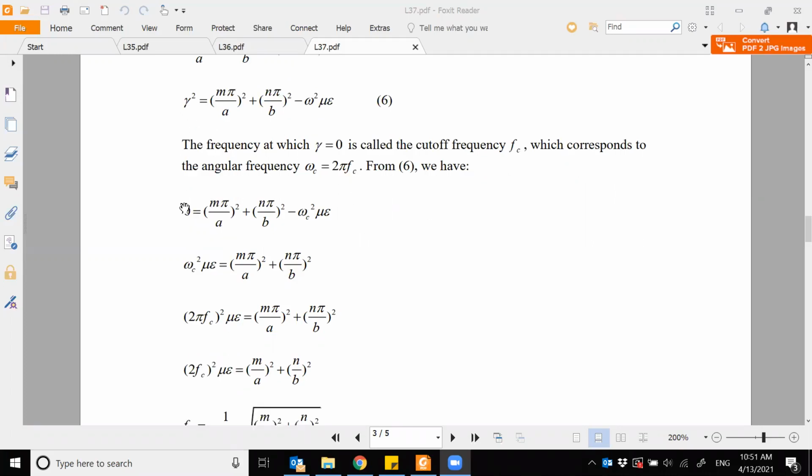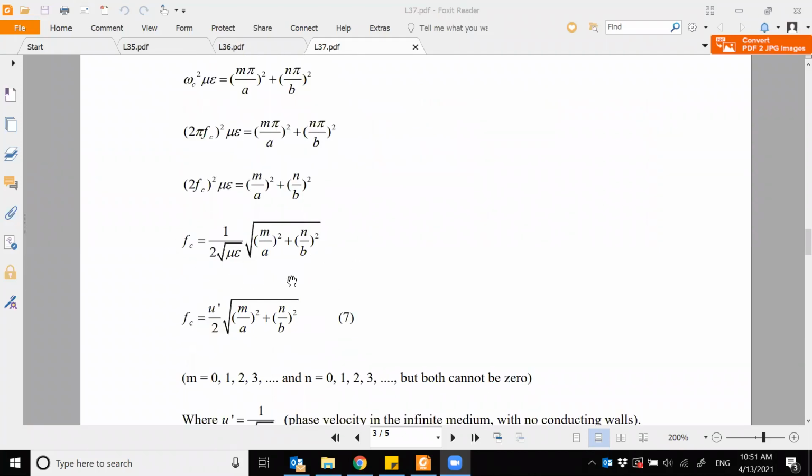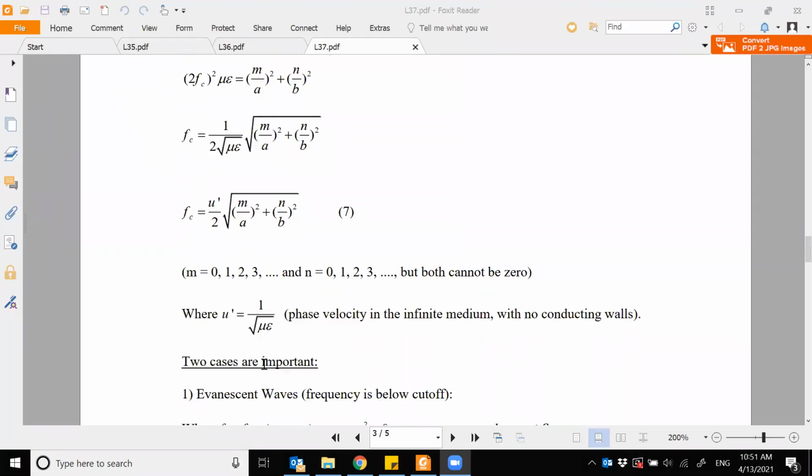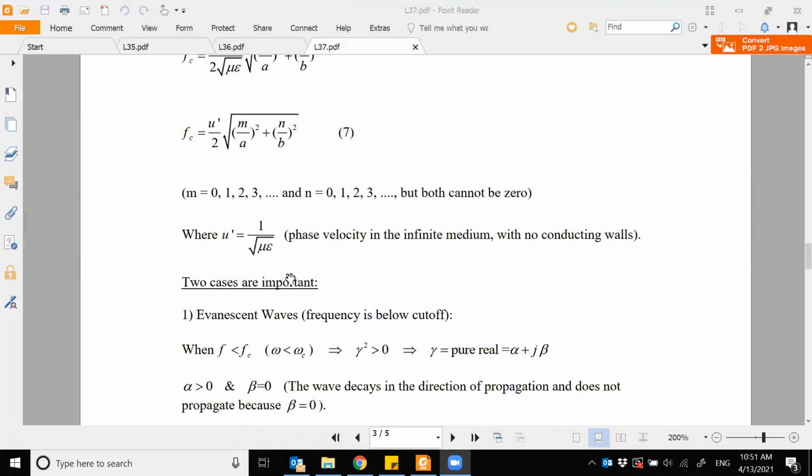Now, if I put gamma 0 and make this omega as omega c, and simplify it, I will get the cutoff frequency, which is 1 over 2 root of mu epsilon, times root of (m over a) squared plus (n over b) squared, or FC is u dash over 2 times root of (m over a) squared plus (n over b) squared. What is u dash? U dash is 1 over root of mu epsilon, which is the phase velocity of the unbounded medium, without the conducting walls. And m and n are equal to 0, 1, 2, 3, but both cannot be 0. So this is the cutoff.